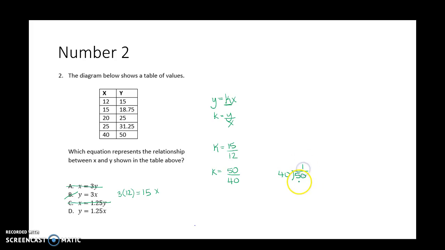40 goes in one time, subtract, 10.00. 40 goes into 100 twice. Get 80, subtract 20, bring down a 0. So 40 times 5 is 200. So I have 1.25. So my constant is 1.25. So I'm just going to fill that in for my k. So y equals 1.25x. And there I see it right there for D. All right, make sure you have all this work on your paper. I should see the division and everything.